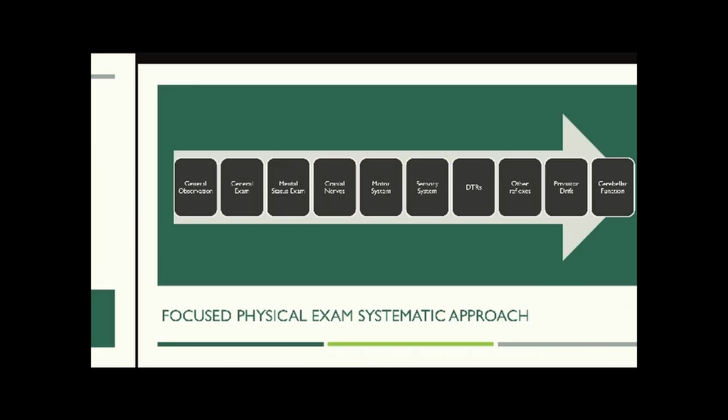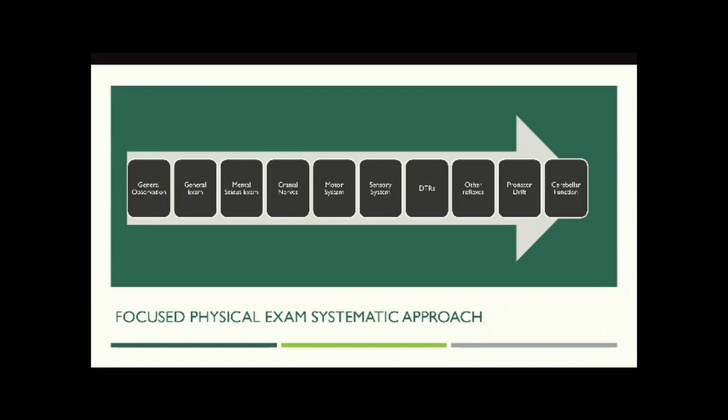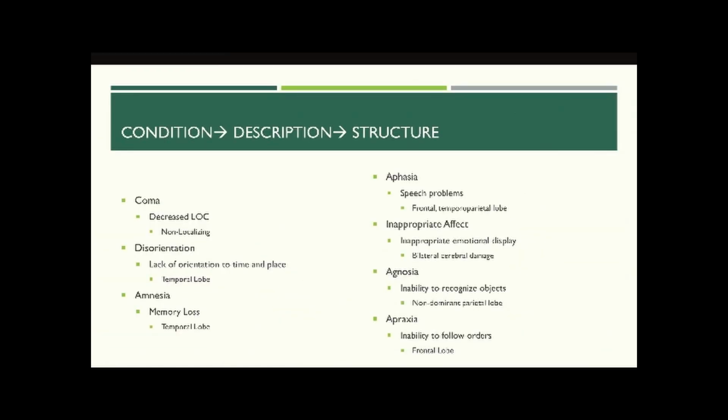So let's move on to our focused neuro exam, and we'll just zip through these as we go through. This is another important one to know. This tells you the definition, the condition. So they have a coma. What is a coma? Decreased level of consciousness. And then the structure, a coma is usually non-localizing. It's just usually global. Your whole brain is out.